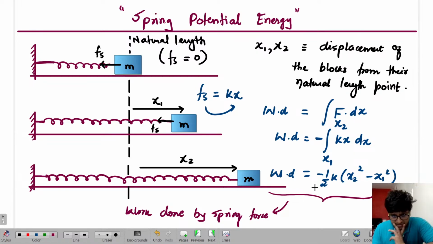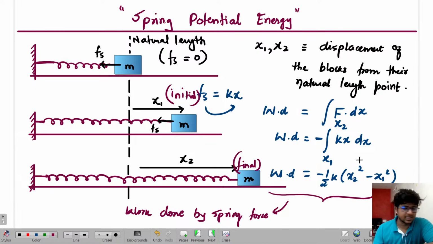Now, why did I talk specifically about work done by spring forces? What does this formula represent? As you can see, x1 is the expansion. Let's suppose I call this my initial point, and this I call the final point. The expansion was from the initial point to the final point, and at every moment my spring force was changing. What I found is that the work done by the spring force is only dependent on the final point and the initial point. It does not matter how you have taken it from x1 to x2.